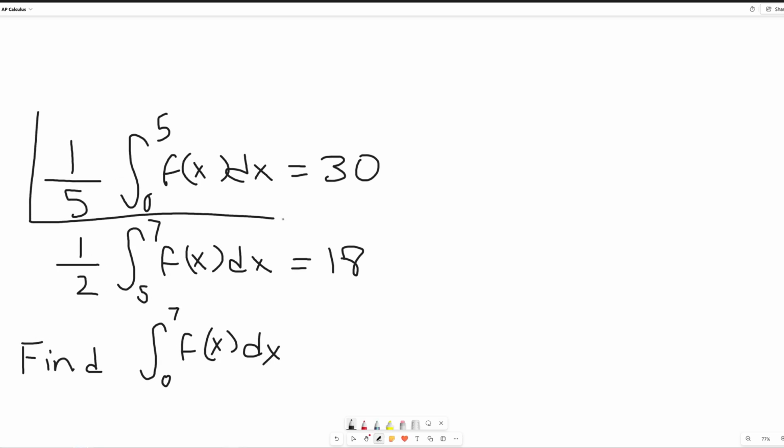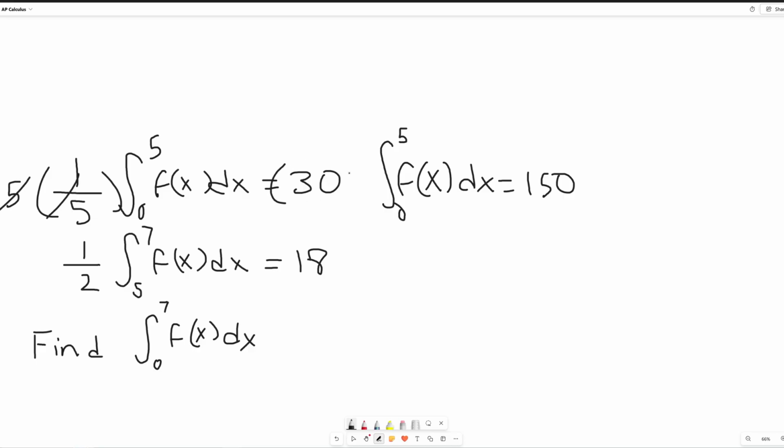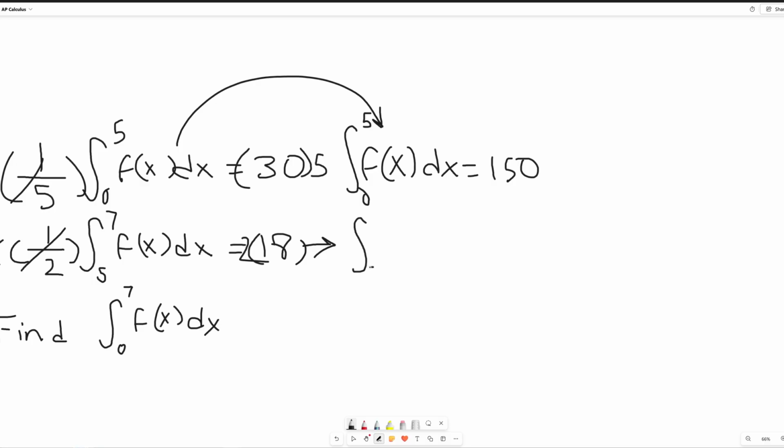So, given that the average value between 0 and 5 of f of x is 30, then we can conclude that just the integral from 0 to 5 of f of x is 150. Because I multiply both sides by 5 to get rid of that average, and then I end up with this relationship. Same thing over here. I'm going to multiply both sides by 2 to get rid of this average relationship, and then I can conclude that the integral from 5 to 7 of f of x is 36.